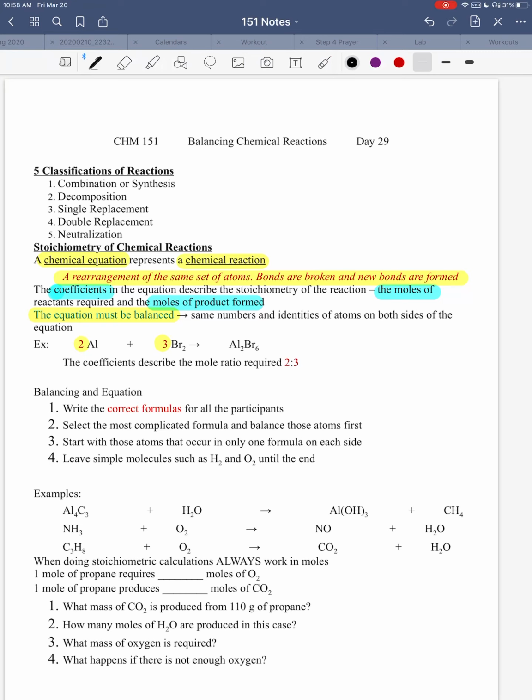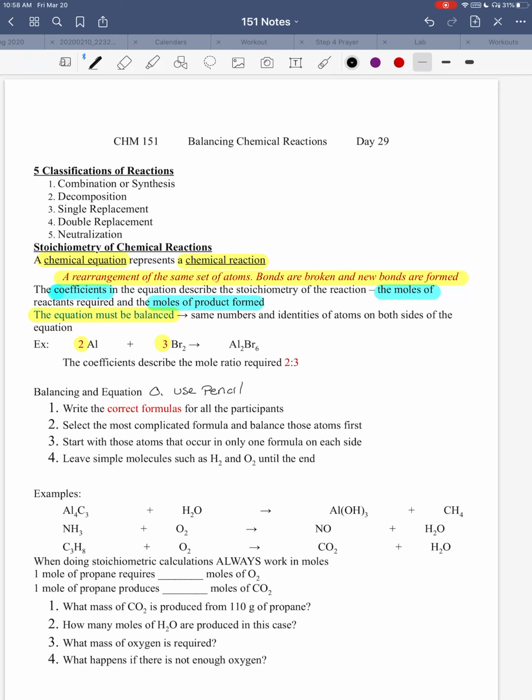So balancing equations. I'm going to recommend step 0 to you guys, which would be use pencil, because we may have to erase. All right. Then what we do is we select the most complicated formula and balance those atoms first. Correct formulas, that's important. The most complicated formula. Then those that only occur in one formula on each side, and finally leaving the simple molecules till the end.